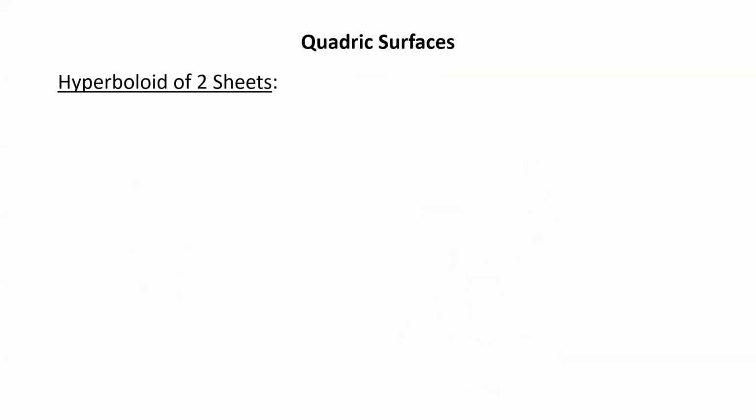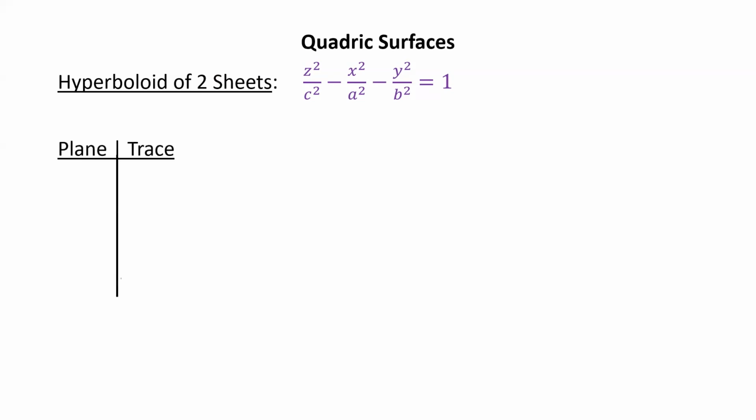Next, we have a hyperboloid of two sheets. The difference between a hyperboloid of two sheets and one sheet is that there are two minus signs this time. So we're going to do, again, the one that's oriented along the z-axis. So we have z squared over c squared minus x squared over a squared minus y squared over b squared equals 1. Okay, again, the fact that the z squared is the positive one ensures that it's oriented along the z-axis. Let's go ahead and do the traces again.